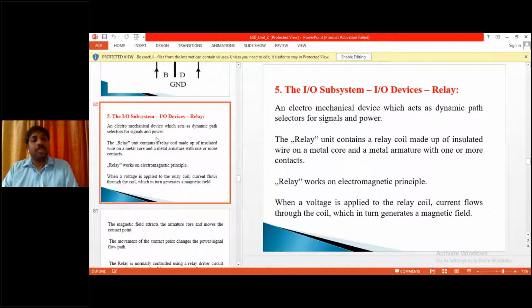And the next IO subsystem is a relay. A relay provides a dynamic selector for signal and power. Relay consists of a coil made up of an insulated wire on a metal core and a metal armature with one or more contacts.